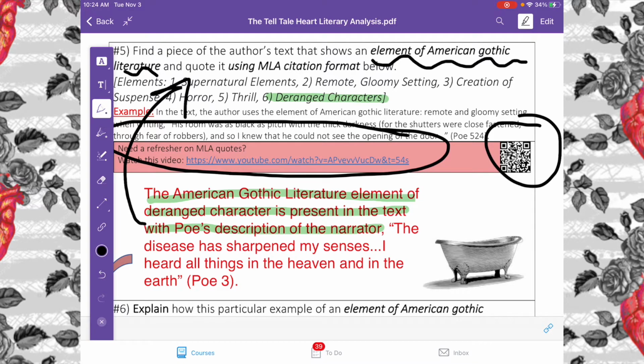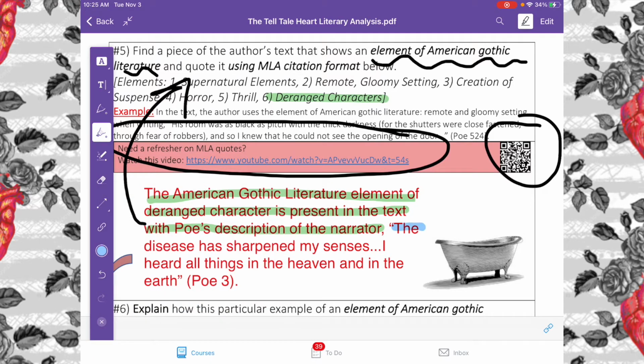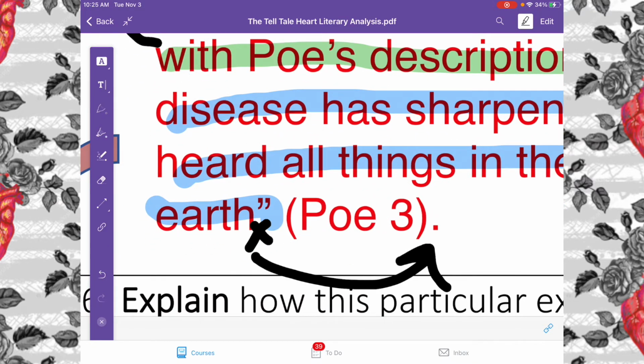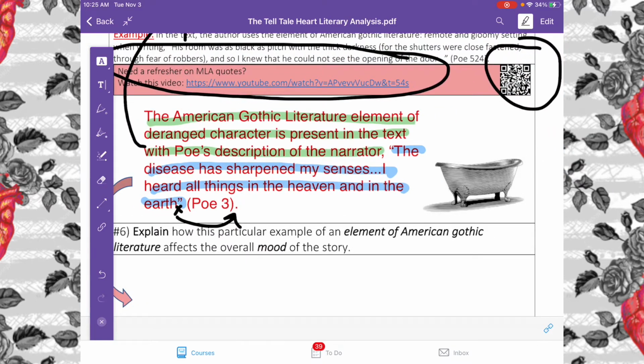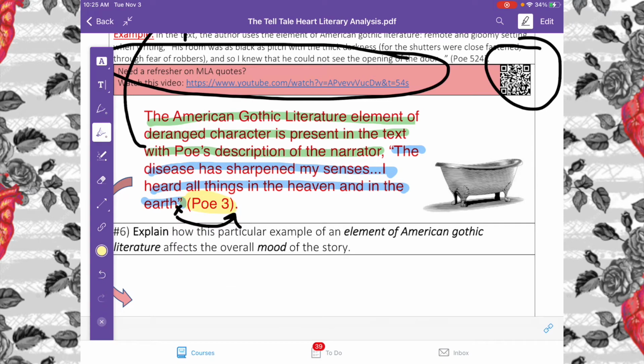Now I'm going into piece 2 of my MLA citation format, which is the author's words. The disease has sharpened my senses. I heard all things in heaven and in the earth. Notice I kicked out that punctuation at the end of the quote. That's not included. We actually put it at the end of the citation, which brings us to our last piece of MLA format. Our third piece is the actual citation. This is the author's last name and page number in parentheses.